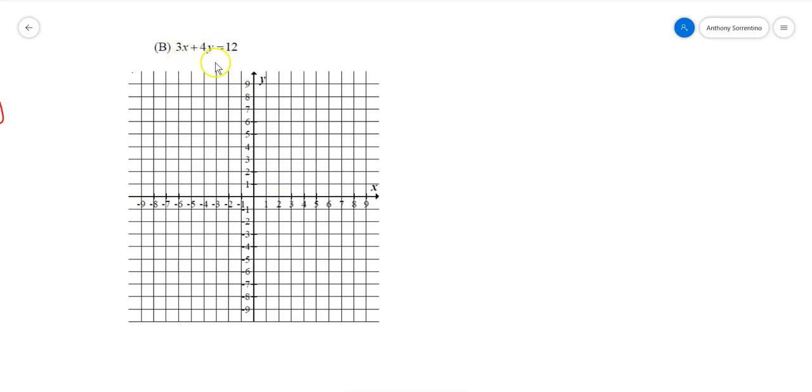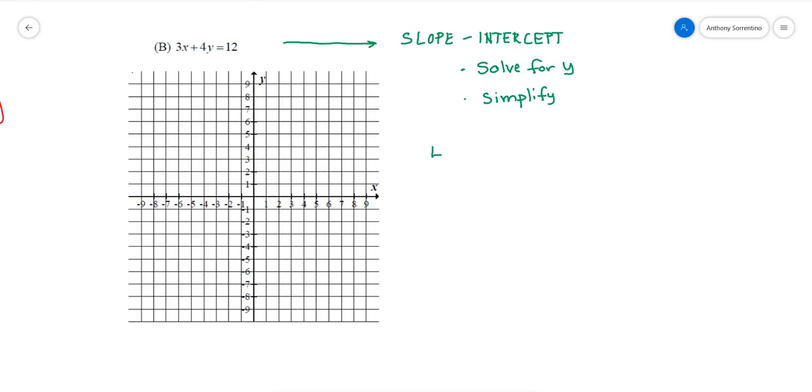But for graphing purposes, there's ways of graphing this, but one of the ways that we could graph this is simply converting this into slope-intercept form. I want to make this slope-intercept. To turn any linear equation into slope-intercept form, there's only two things I would have to do: solve for y, and simplify.